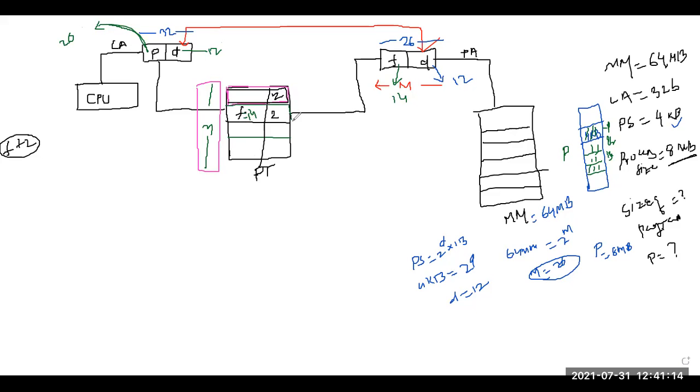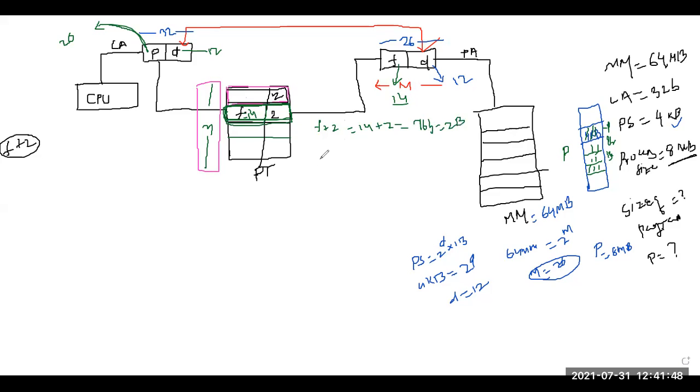What will be the size of each page table entry? Each frame, each box you see, we call each frame of the page table. Now the size of each frame of the page table will be f plus 2. What is f? It stores the frame address, and for the frame address we used 14 bits. So it will be 14 plus 2, which is 16 bits, nothing but 2 bytes.